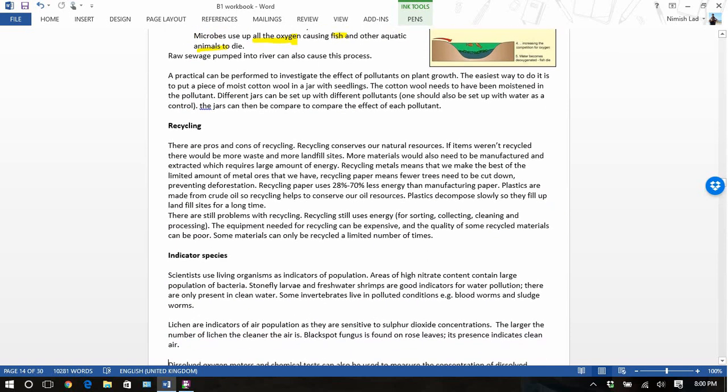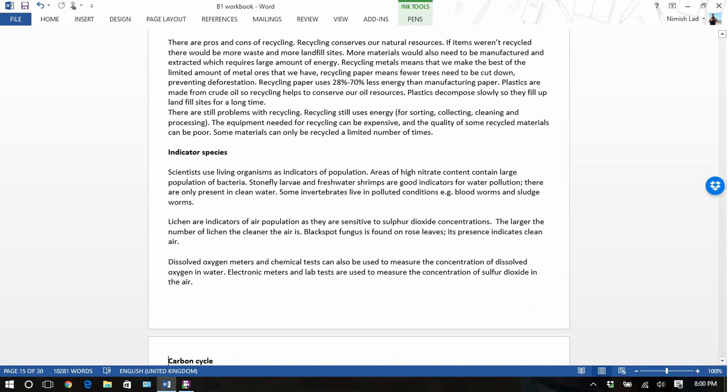Recycling. So, pros and cons of recycling. Recycling means that natural resources last longer, we conserve them. If items weren't recycled, there'll be more waste, more landfill. More materials will also need to be manufactured and extracted. That's a large amount of energy and therefore a large amount of money.